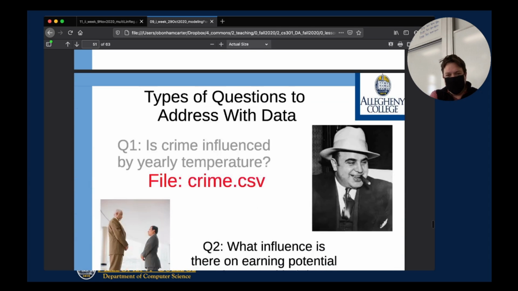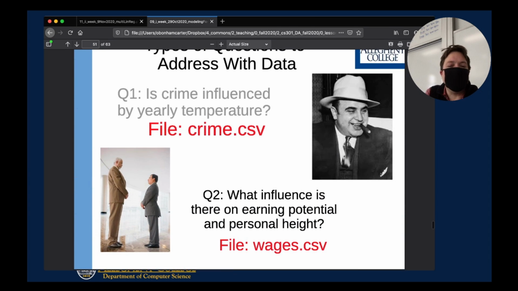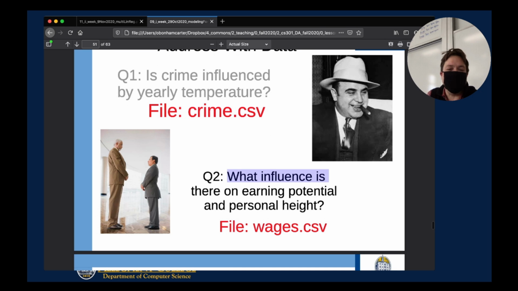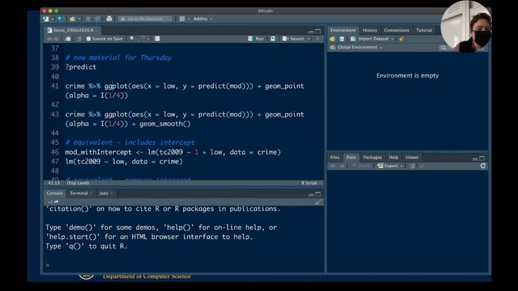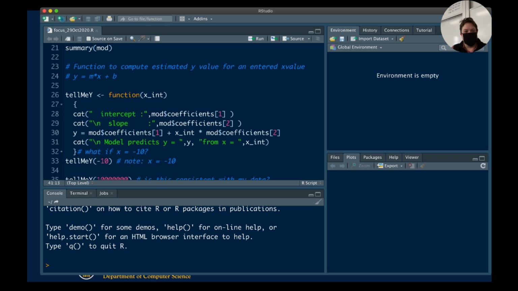But this is another one I wanted to go over with you today, and that is what influence there is on earning potential from personal height. Now, this is actually a very important question. Many people have actually gone after this particular question. They say, the taller you are, does that mean the more you make?